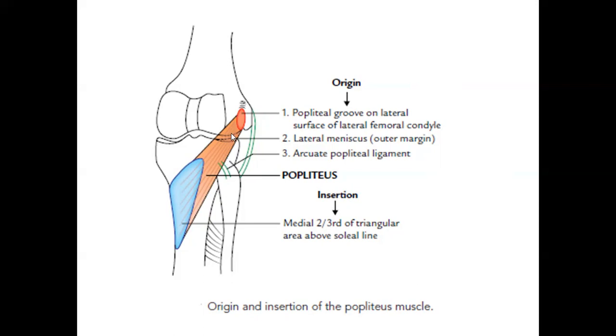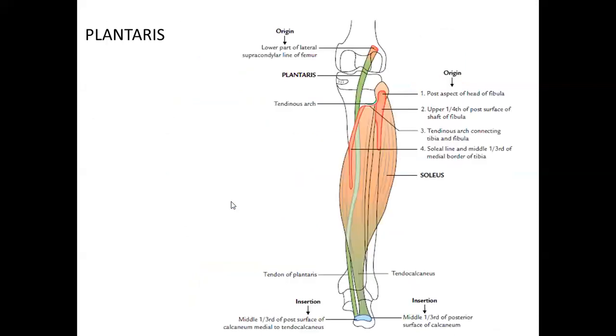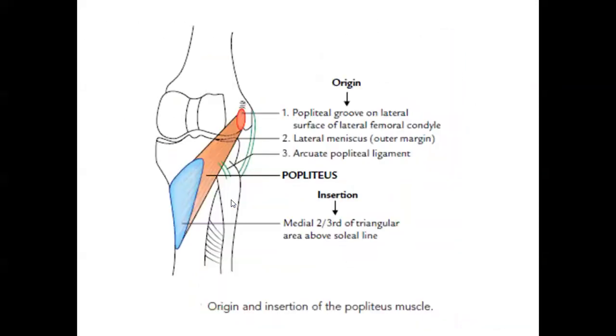The muscle is inserted into the middle 2/3 of the triangular area above the soleal line. यहाँ पे आप लोगों ने soleal line पे देखा था soleus लगता था. सोलियल लाइन के ऊपर का जो ट्रायंगुलर एरिया है इसमें हमारा पॉप्लिटियस सबसे छोटा ट्रायंगुलर मसल है, पॉप्लिटियल ग्रूव से आता है और हमारा सोलियस के ऊपर की लाइन पे जाके लग जाता है. Okay.